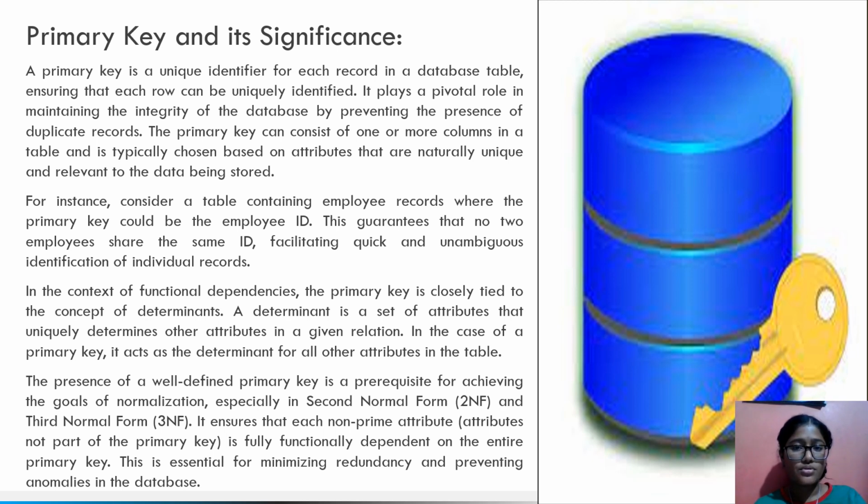So, the presence of a well-defined primary key is a prerequisite for achieving the goals of normalization. Especially in second normal form and third normal form, it ensures that each non-prime attribute, that is, an attribute not part of the primary key, is fully functionally dependent on the entire primary key. This is essential for minimizing redundancy and preventing anomalies in the database.